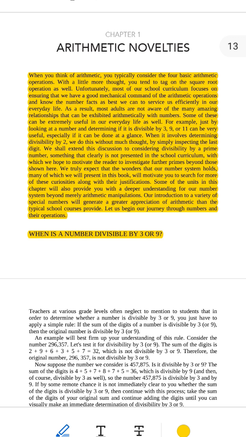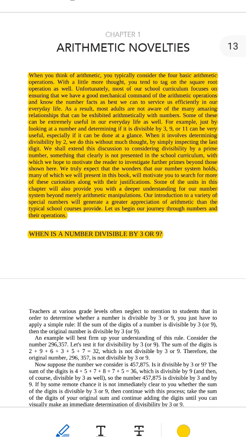Divisibility by 9. The rule: a number is divisible by 9 if the sum of its digits is also divisible by 9. Steps to check if a number is divisible by 9. 1. Add up all the digits of the number. 2. Check if the result, the sum, can be divided by 9 with no leftovers. 3. If it can, then the original number is also divisible by 9.